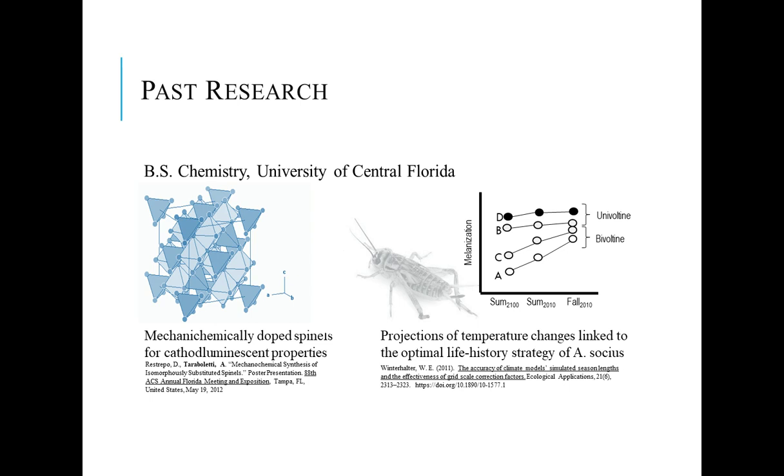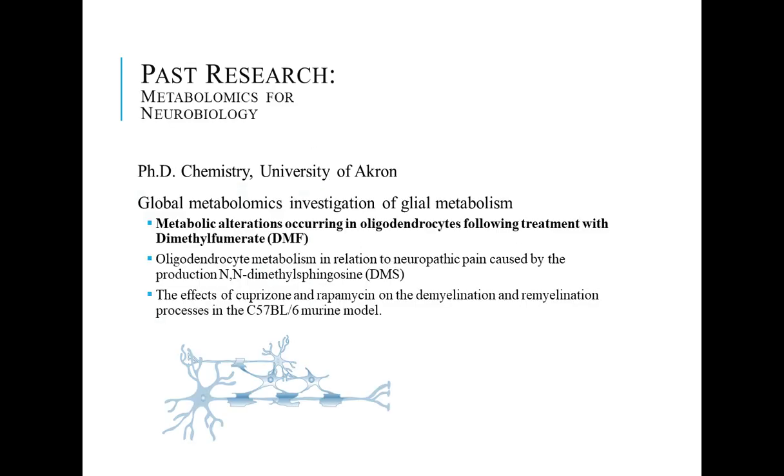But the chemistry and the biology led me to go into biochemistry. My PhD is in metabolomics and neurobiology. Technically, my degree is in chemistry from the University of Akron. But I looked at global metabolomics, and I investigated glial metabolism, which I'll get into a little more soon. Generally, I looked at neurodegenerative diseases, treatment of neurodegenerative diseases, and analyzing the metabolic products of some of these oligodendrocyte cells.